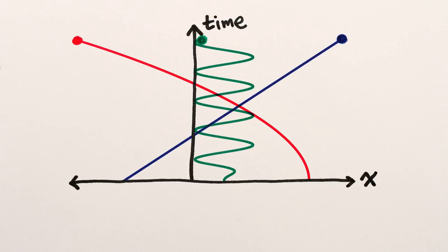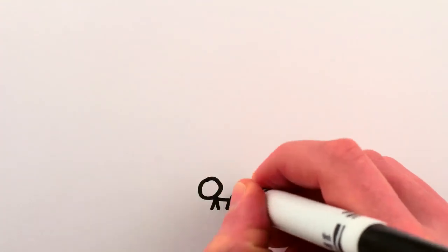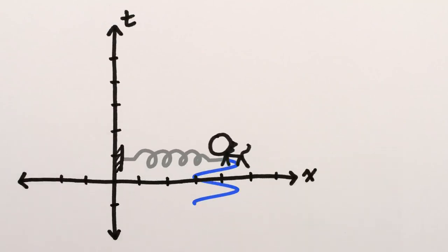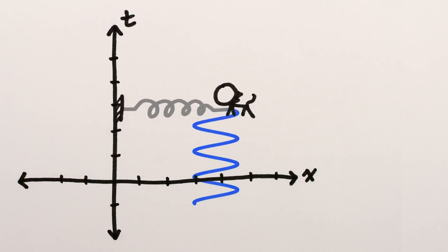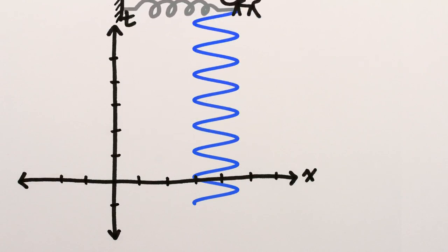This geometric way of representing motion over time is called a space-time diagram, and it's so central to intuitively understanding relativity that it's worth doing a few more examples. Say we have a cat attached to a spring, bouncing back and forth, left and right. If we plot this motion on a space-time diagram, as time passes, we see the cat move left and right, leaving behind a trace in the shape of a sine wave.